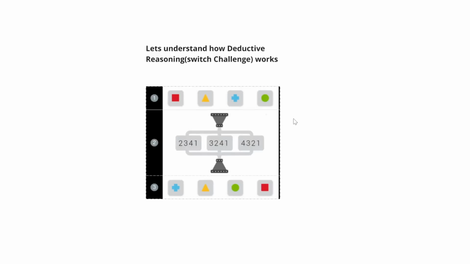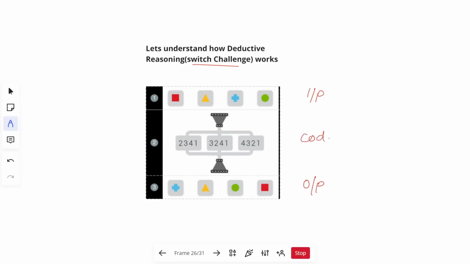So guys, let's understand how we can solve deductive reasoning switch challenge based questions. I will be using this image to make you understand how this concept works. Basically in these types of questions, you will have three things: an input, one output, and then multiple different codes that are given to you. Now you have to tell, if this input goes through a particular code, what will be the output you will get. Now how we will solve it?